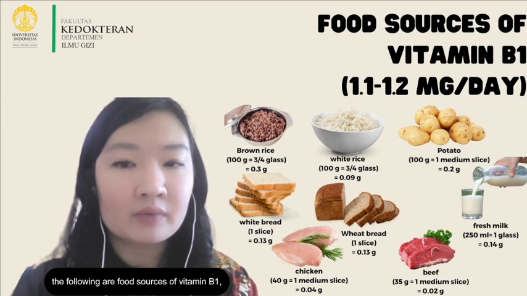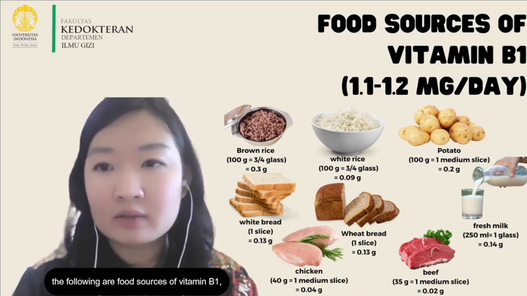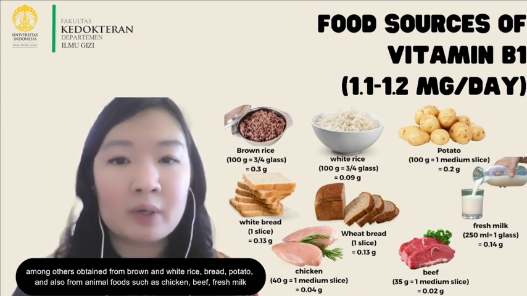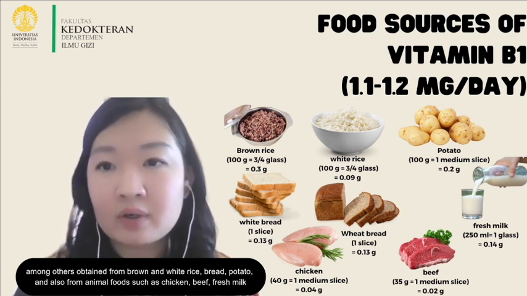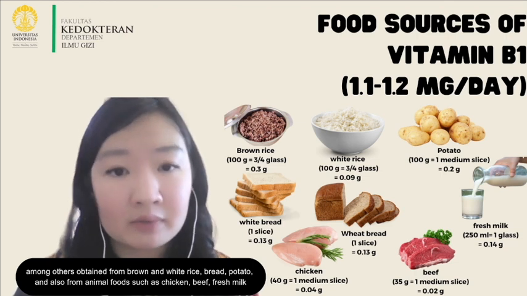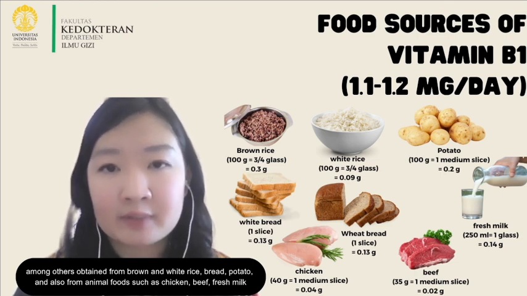The following are food sources of vitamin B1, among others obtained from brown rice, white rice, bread, potato, and also from animal food such as chicken, beef, and fresh milk.